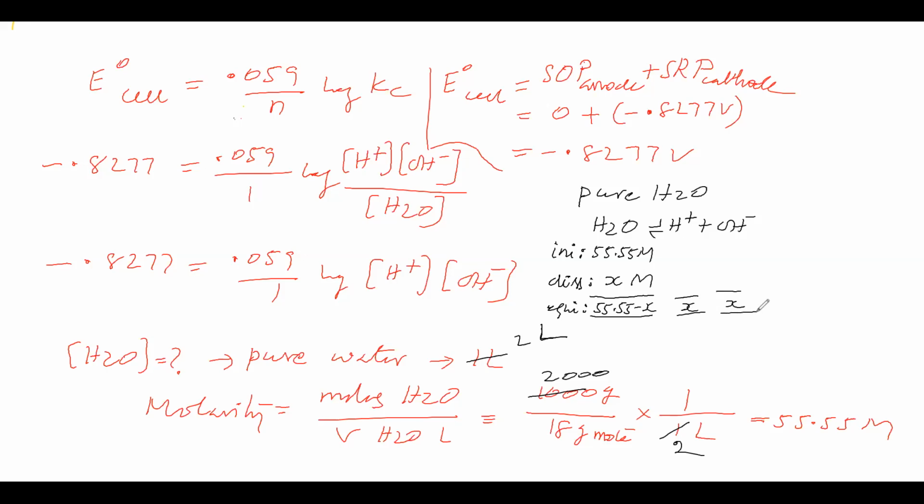The experimental value says that at 25 degrees Celsius, X is roughly 10 power minus 7 molar. That is negligible compared to 55.55 molar. So the concentration of water almost remains constant. Since it is constant, we are not taking this term here. Where it has gone, that we will see.